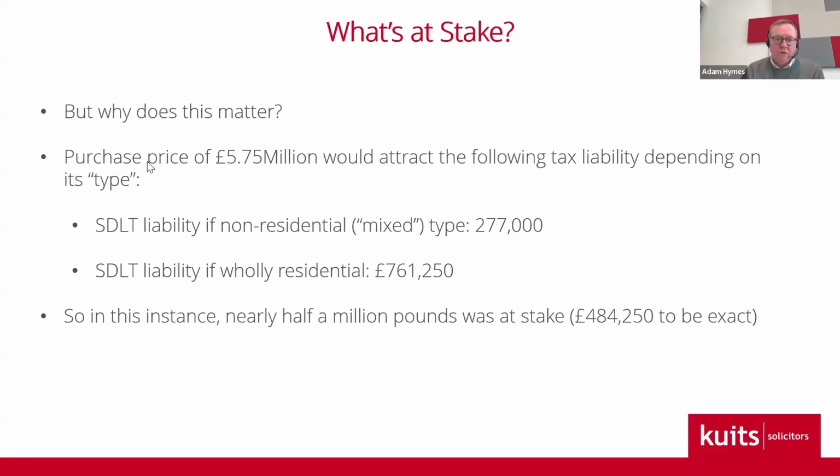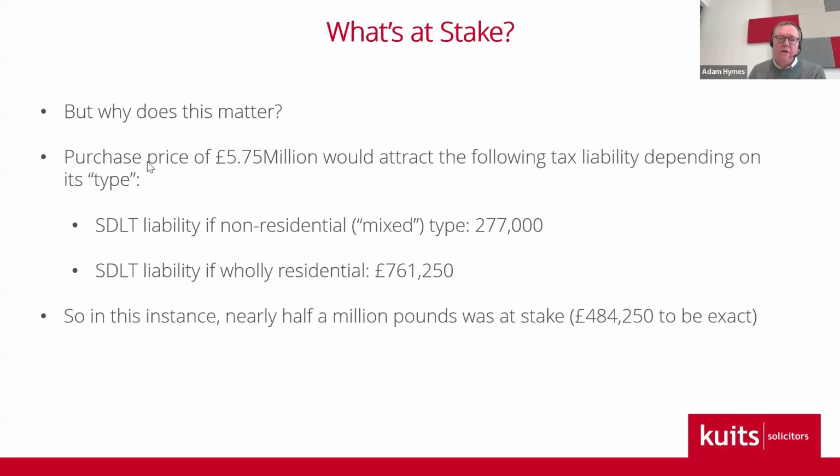So why does this matter? What's at stake? In this particular example, we're looking at a purchase price of £5.75 million. So obviously it's a very substantial transaction in terms of tax applicable to it. Now, under the current tax regime for SDLT, non-residential property often, but not always, attracts more favourable rates of tax than wholly residential property. And I'm ignoring here multiple dwelling relief or other special cases. I'm just speaking in general terms.